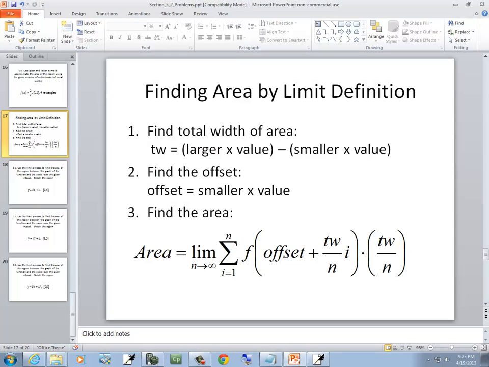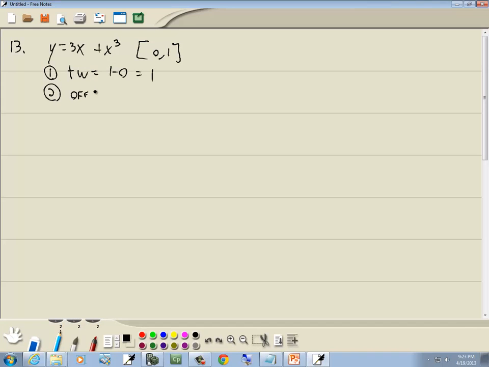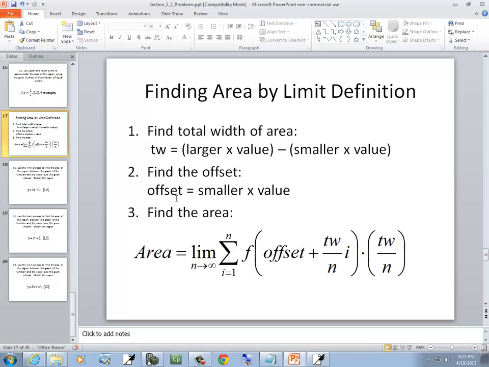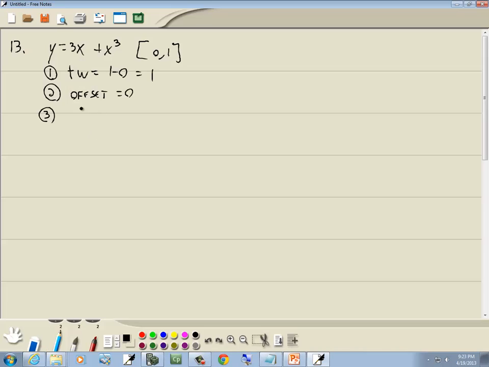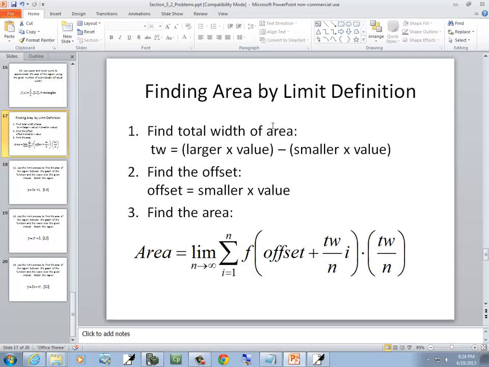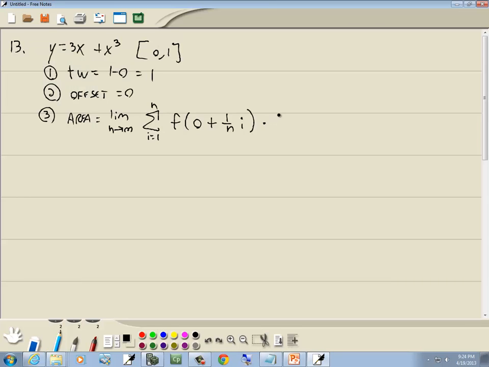Step 2. Find the offset. That's your smaller x value, which will be 0. Okay, then step 3. Find the area. So our area is equal to the limit as n goes to infinity, the summation of i equals 1 to n of f of our offset, which is 0, plus the width over n, so 1 over n times i, times the width over n, so 1 over n.